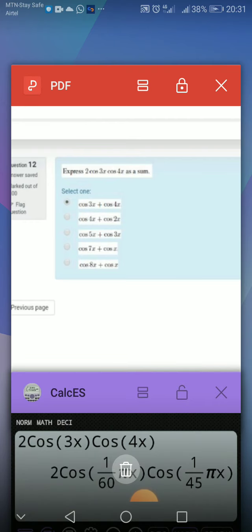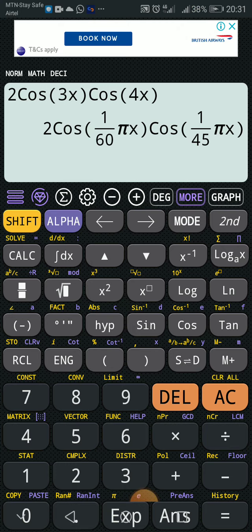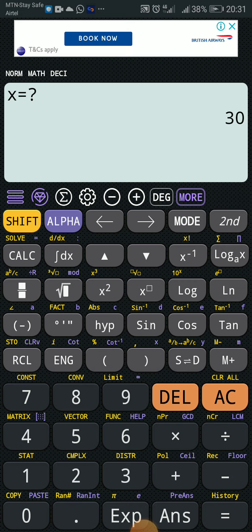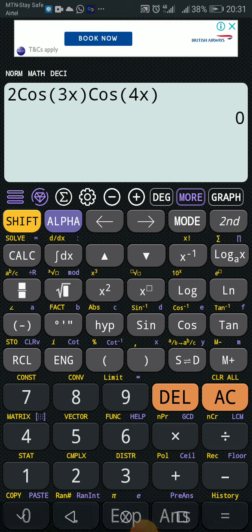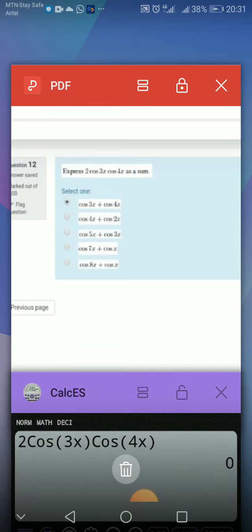Is it 2 cos 3x cos 4x? Okay, so let's see. Not shift, sorry, it should be calc. So choose any value for x. My calculator already stored x to be 30. So let's press equal to. Once you press equal to, do you see what it gave me for 30? It gave me 0. So let me see which of the options will give me 0.